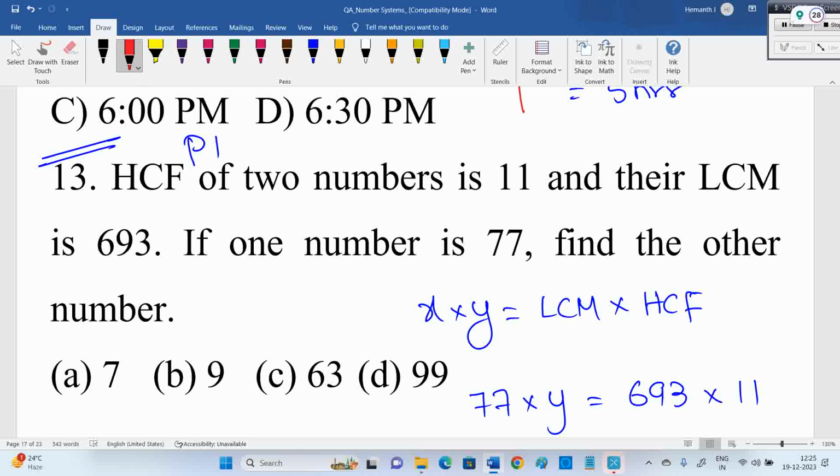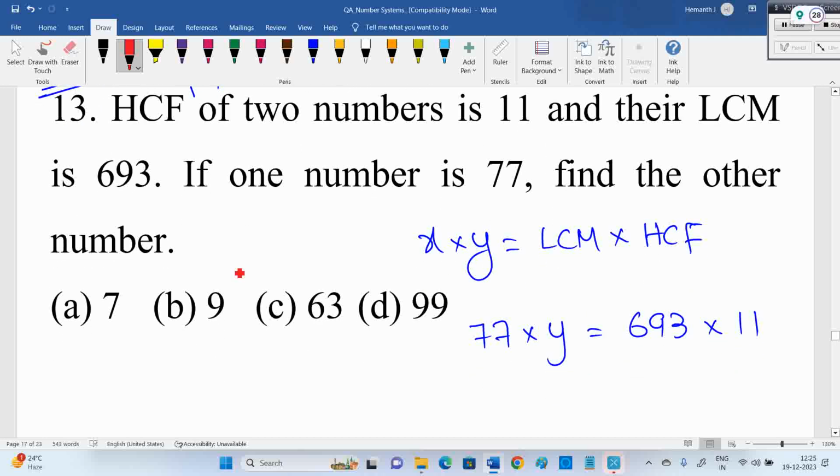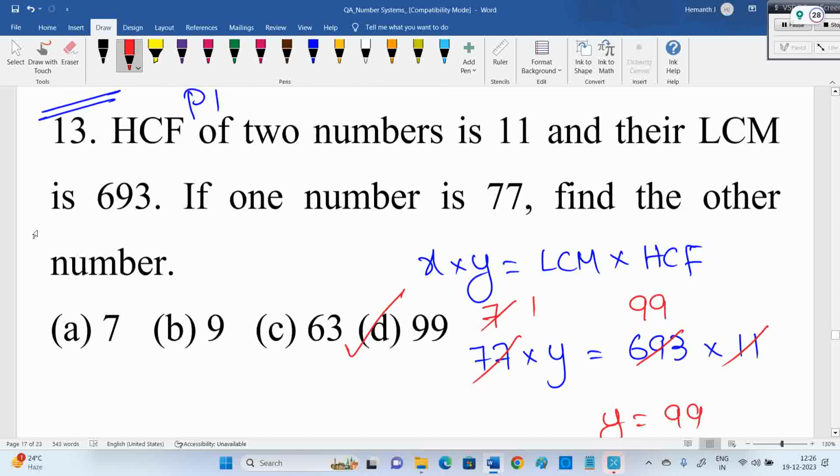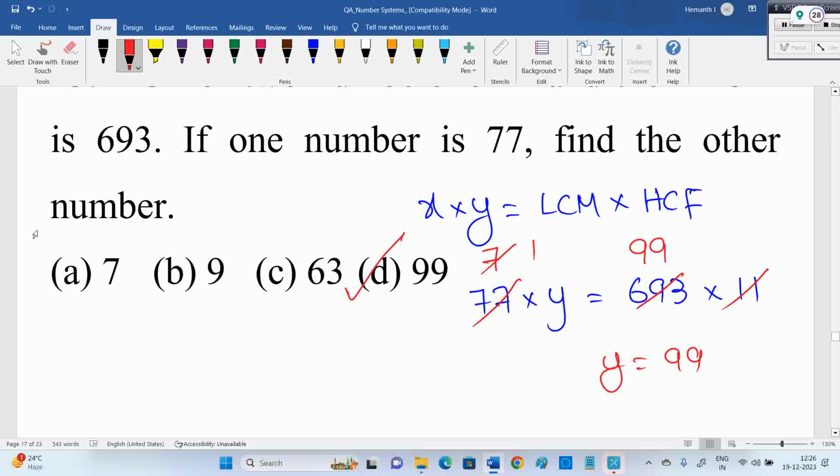But here, what's the Y value? 99. This is for any two numbers only. For three numbers, this property is not there. So three numbers product X, Y, Z, no. That's applicable only for two numbers. Okay, product of two numbers equal to LCM and HCF product. Property 1.